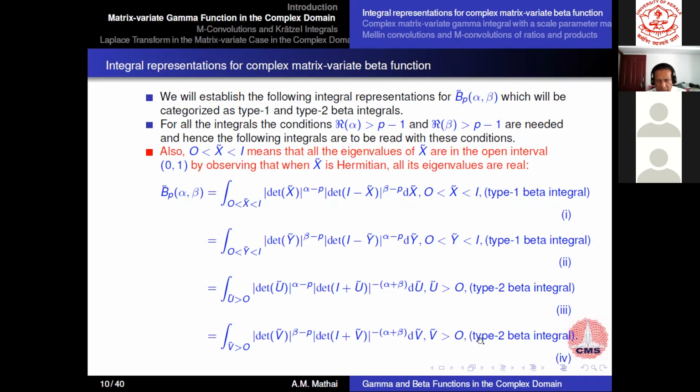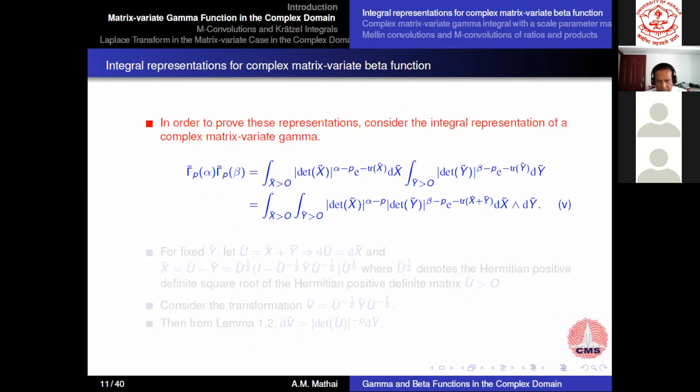That means all the eigenvalues of Hermitian positive definite matrices are real. And here the eigenvalues will be between 0 and 1, in the open interval 0, 1. Here, of course, it is simply Hermitian positive definite in the type 2 beta case. So you have, corresponding to your univariate case, alpha minus 1 here and alpha plus beta. That remains the same.